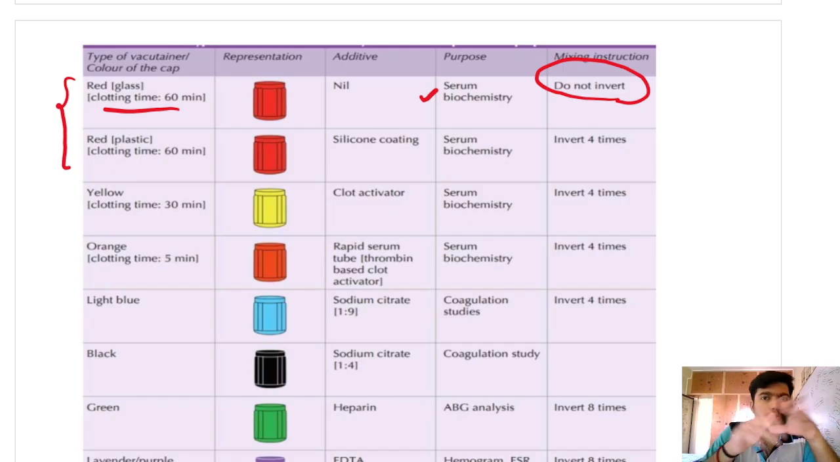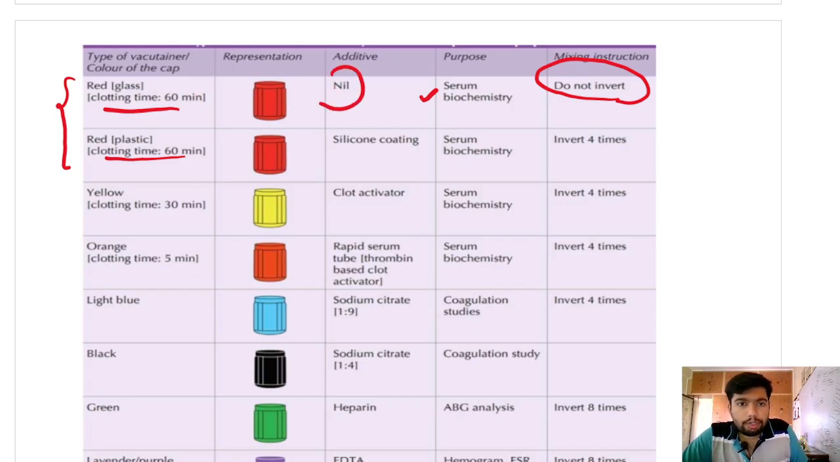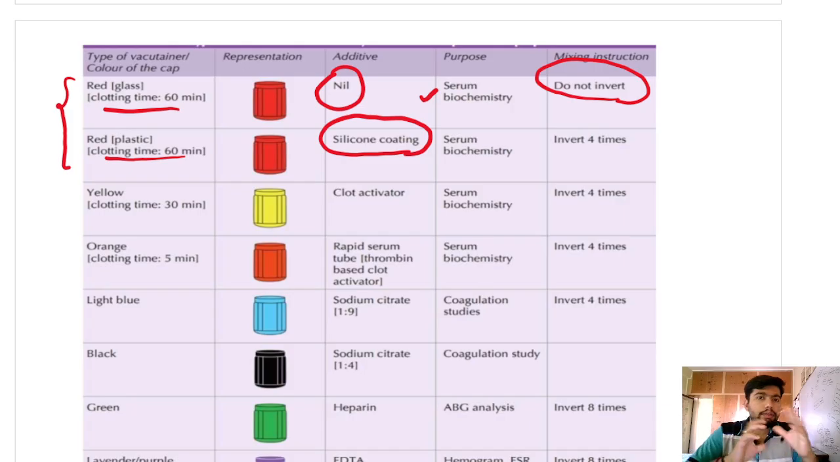Okay, now we are not using the glass vacuum, we are using a plastic vacuum instead. That is also having a clotting time of 60 minutes, but in the glass vacuum there is no additive, but in the red vacuum we have a silicone coating of it. Okay, this is the difference.